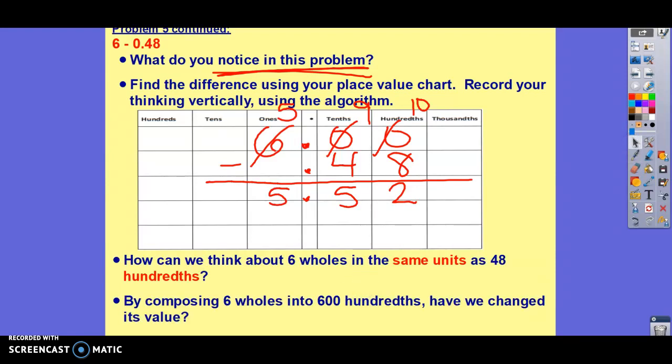So how can we think about the 6 wholes in the same units as 48 hundredths? We could do it as 600 hundredths. We moved it over by composing 6 wholes into 600 hundredths. Have we changed this value? Absolutely not. 6 wholes and 600 hundredths are the same in unit form.